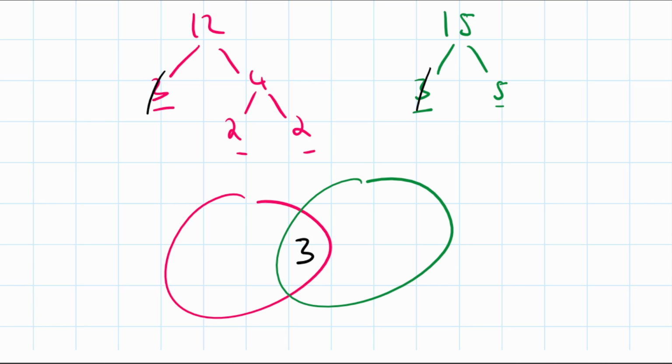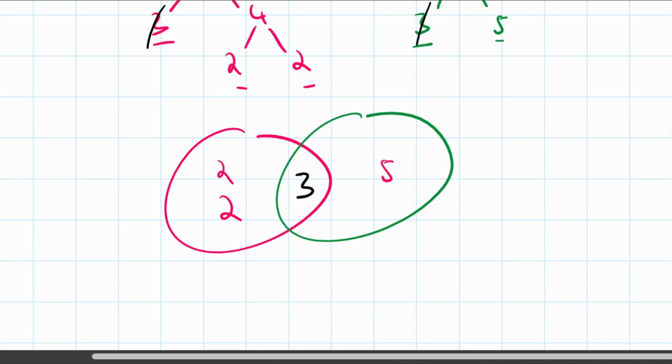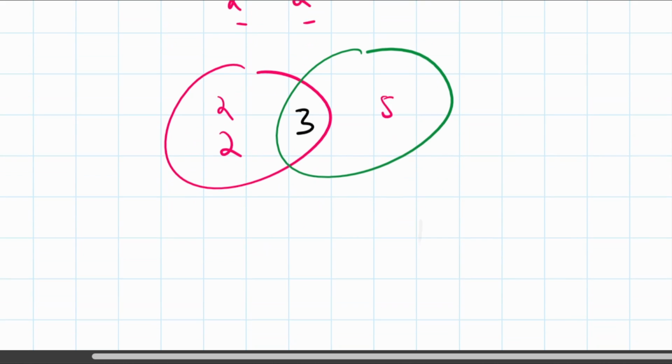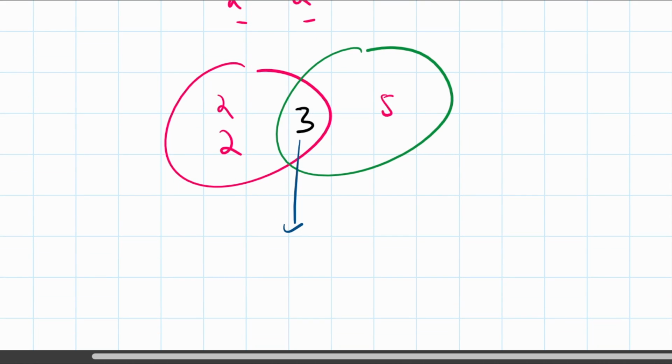And then what's left in the factors of 12 is 2 and 2. And what's left for 15 is 5. But actually, we don't really need the 5 and the 2 and 2. In any case, what happens is that the highest common factor is whatever is in this middle circle here. So in this case, it's just 3. There's just one 3, so it's just 3.